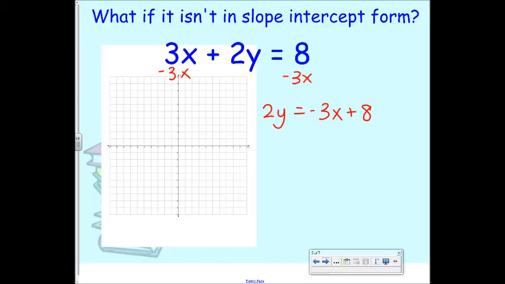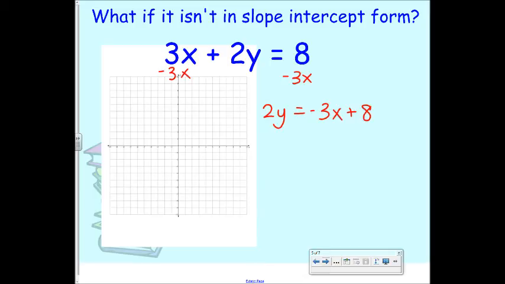This is in what format? Y equals mx plus b. If you do it like this, 8 minus 3x, then that's not in slope-intercept form. So you want to put the one with the variable first. And it's a plus 8 because what kind of 8 was this? Positive.